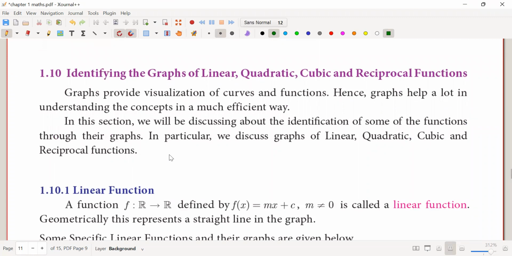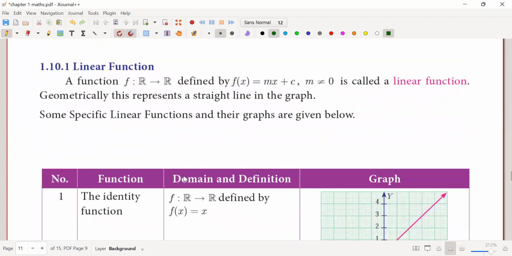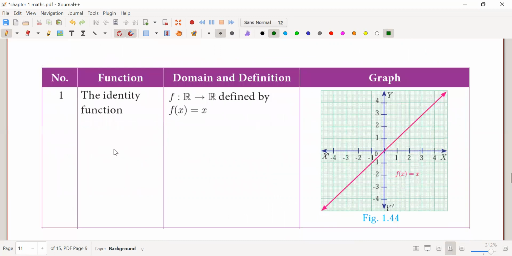Identifying the graphs of linear, quadratic, cubic and reciprocal functions. Okay. What is a linear function? A linear function is a line. Example, f of x equal to x plus 5. The power 1 will be a linear function. All right, power 1 would be a linear function.